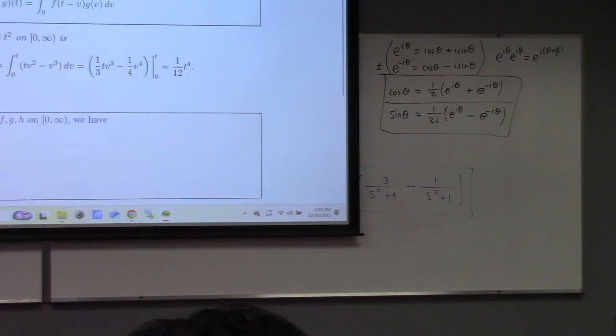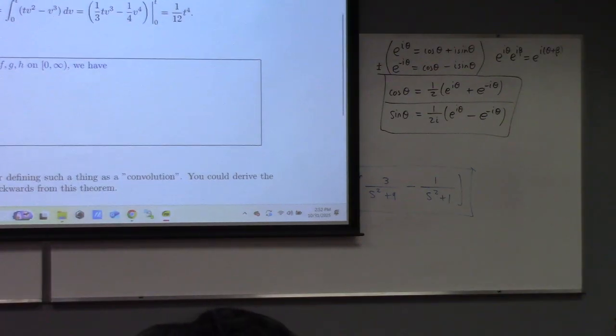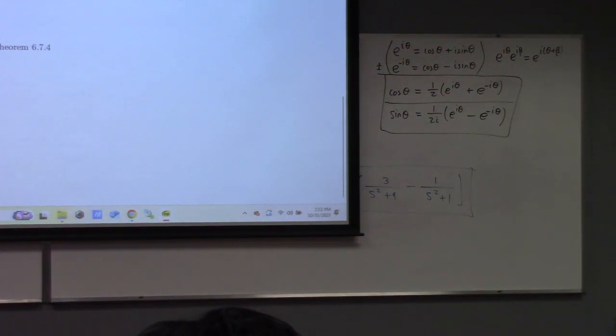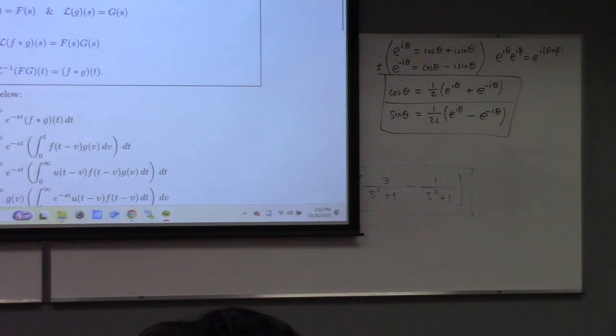So what does convolution have to do with the Laplace transform? Well, let's see what that is. So this is the convolution theorem.